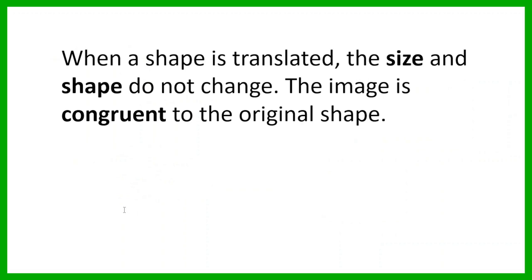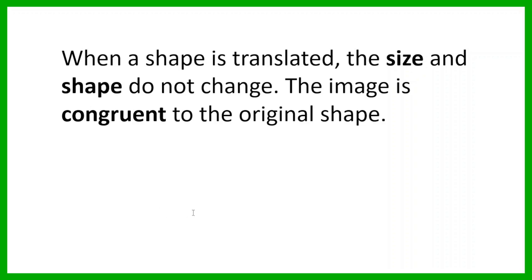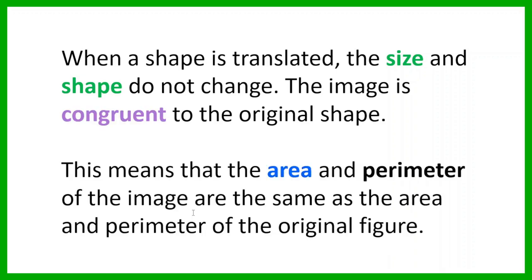So when you have a shape that is translated, the size and shape do not change. The image is congruent to the original shape. Remember, we learned earlier in the year about congruency. When two shapes are congruent, they are identical to each other. They can be in different positions, they can have different orientations, but their size and shape are identical. So when a shape is translated, the size and the shape do not change, and that means that the image is congruent to the original shape. This means that the area and the perimeter of the image are the same as the area and perimeter of the original figure.